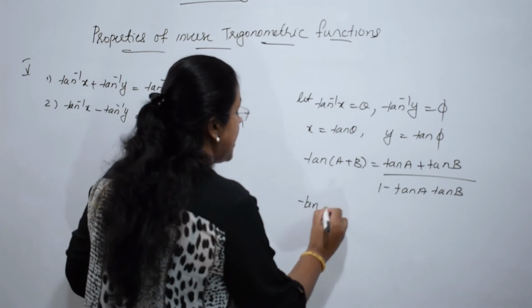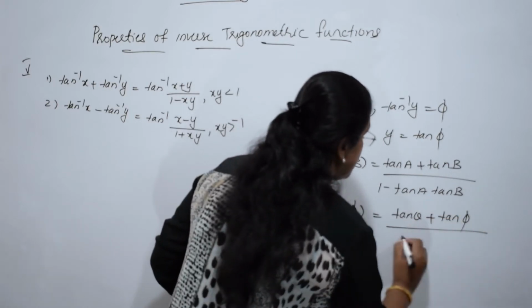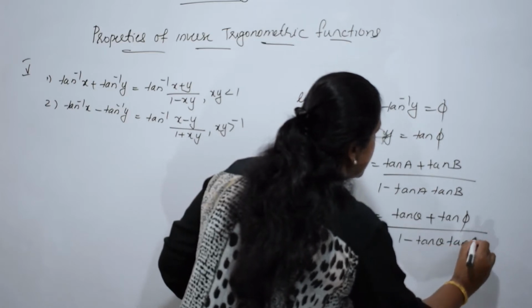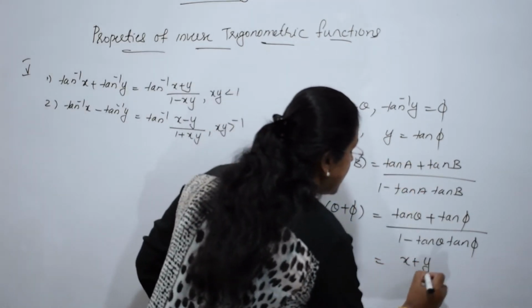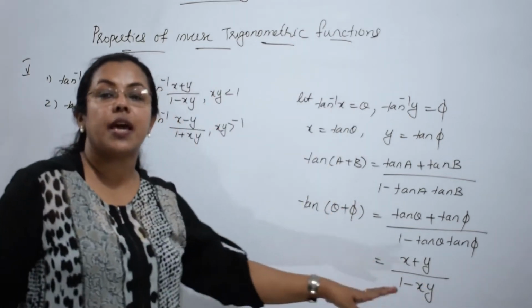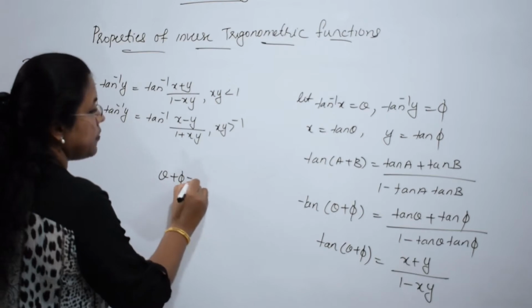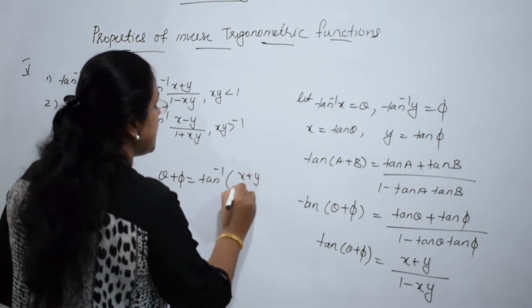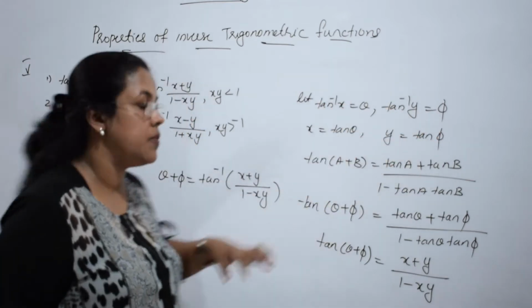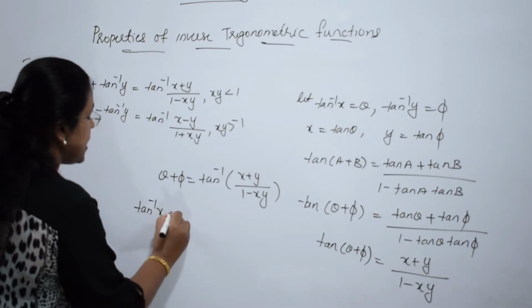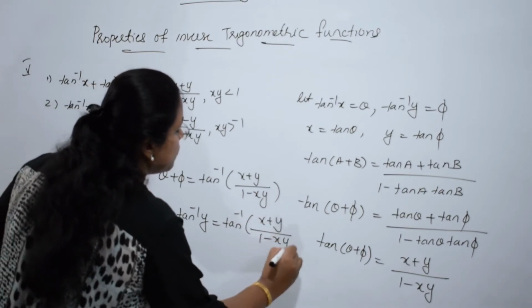So we can write tan theta plus phi as tan theta plus tan phi upon 1 minus tan theta tan phi. Now replace tan theta by x and tan phi by y. We get x plus y upon 1 minus xy. Now taking inverses on both sides, we get theta plus phi is equal to tan inverse x plus y upon 1 minus xy. What is theta? Tan inverse x. What is phi? Tan inverse y. So we get the final answer as tan inverse x plus tan inverse y is equal to tan inverse x plus y upon 1 minus xy.